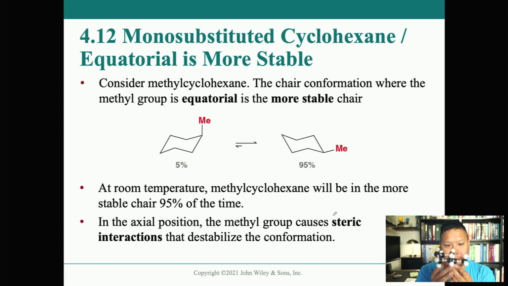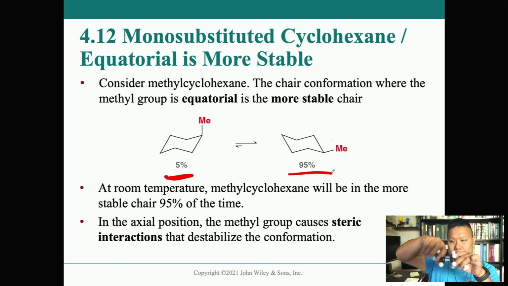This chair conformation with the methyl group in the equatorial position, this is methyl cyclohexane, is the most stable. In fact, through bond rotation flipping, only 5% of the time is it like this, but 95% of the time, it's like this. Oh no, lost the hydrogen. That's not good. Almost lost that forever. There we go.